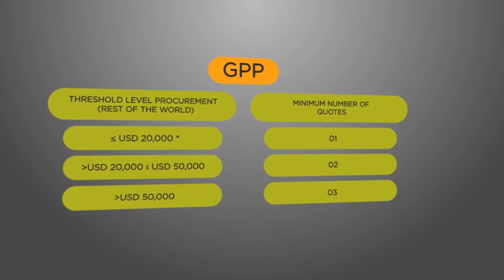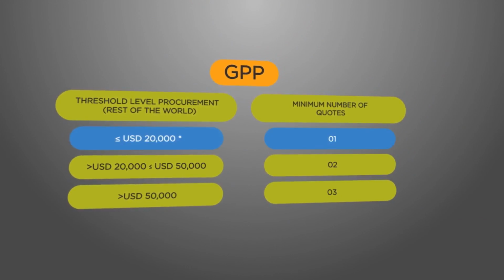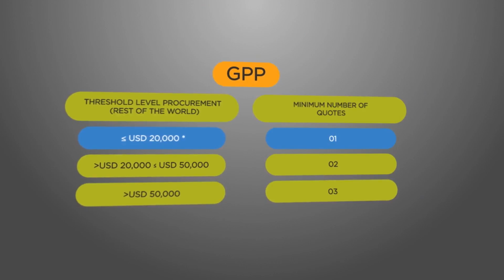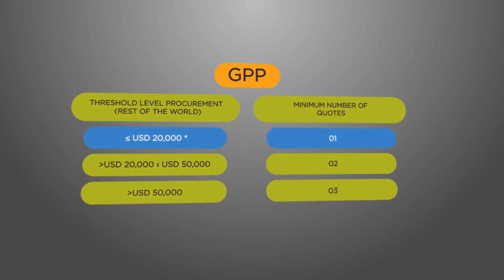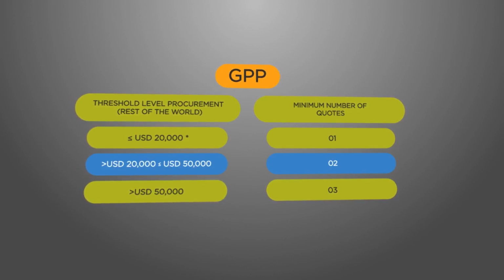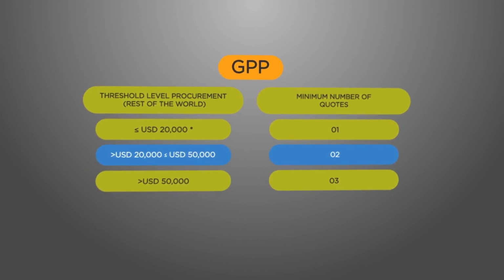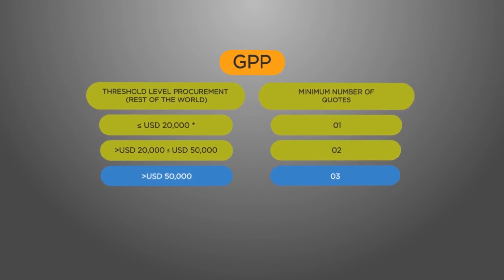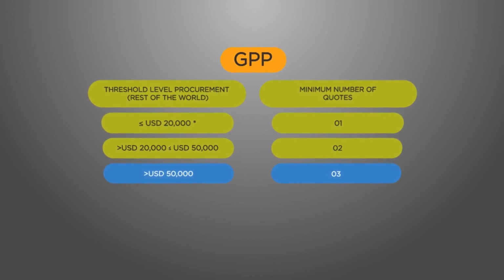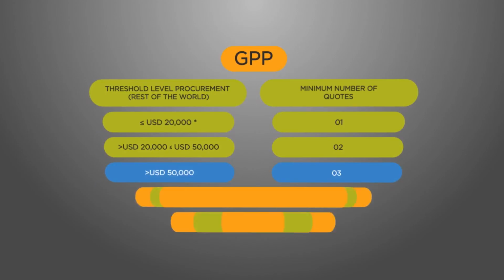Threshold level procurement, rest of the world: lesser than 20,000 USD, minimum number of quotes, 1. Greater than 20,000 USD and lesser than 50,000 USD, minimum number of quotes, 2. Greater than 50,000 USD, minimum number of quotes, 3.